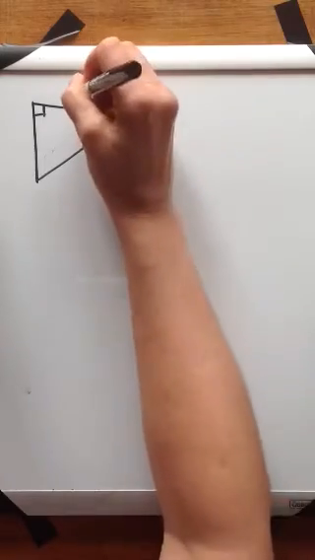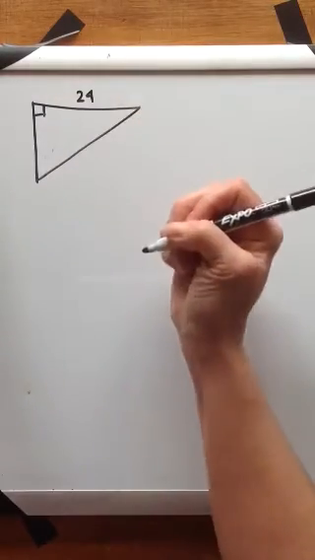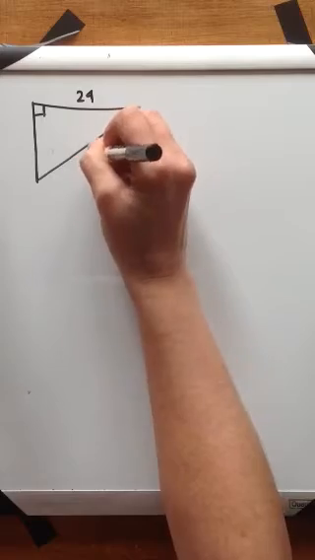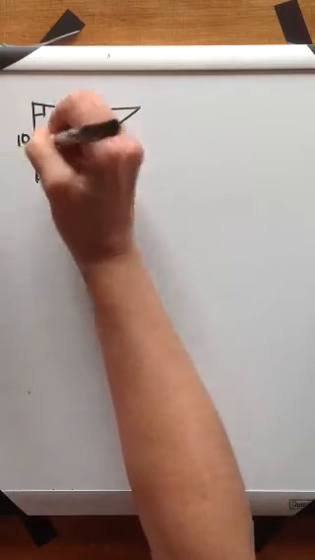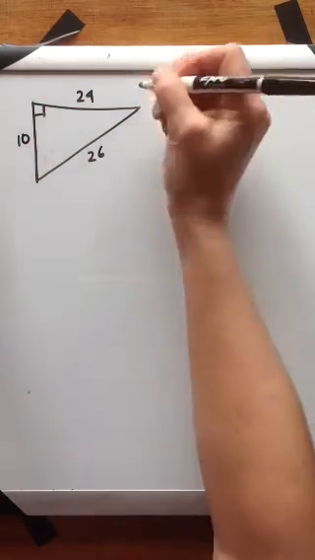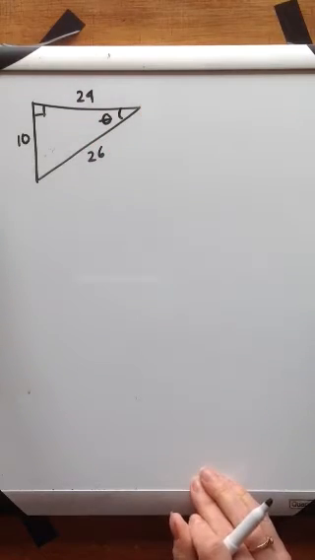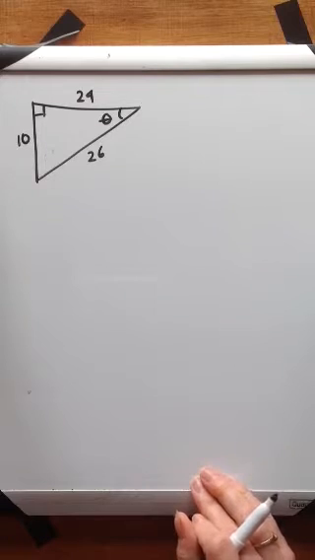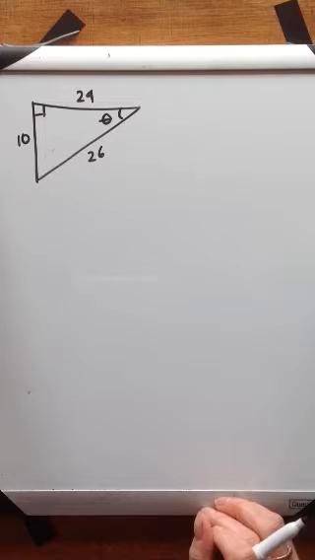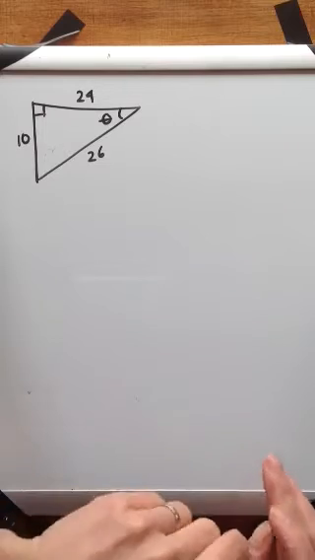That's good for us. We see that this side length is 24. This one's 26, and this one's 10. And we would like to know the size of this particular angle right here. Example 1 says, let's find the primary trig ratios for each angle, and then we'll find out what the measure of that angle is. So this is good practice for us in identifying the opposite, adjacent, and hypotenuse sides of any given triangle.